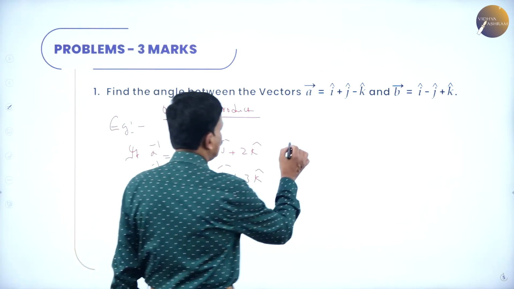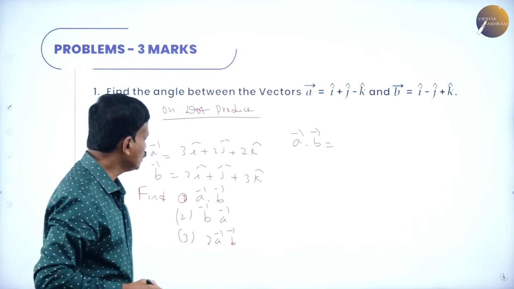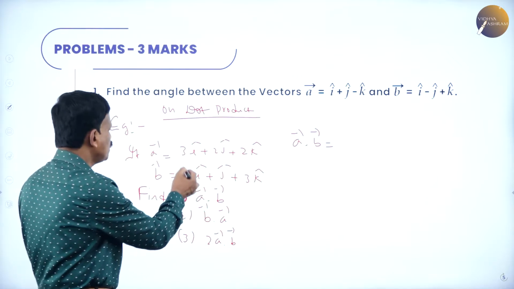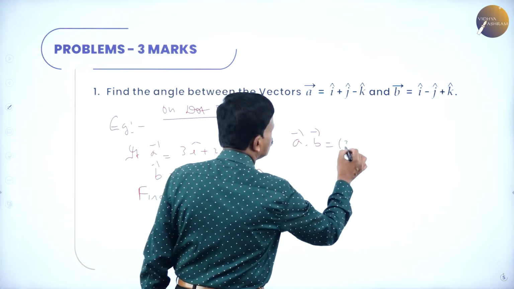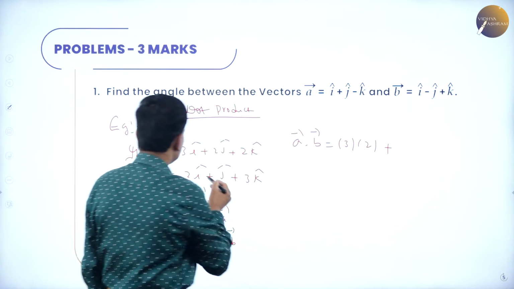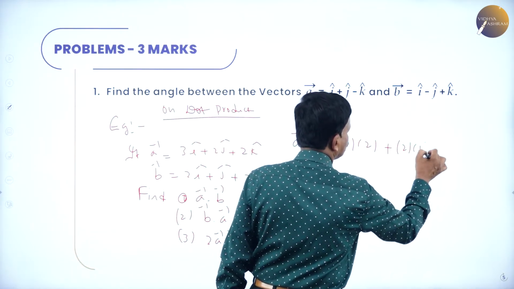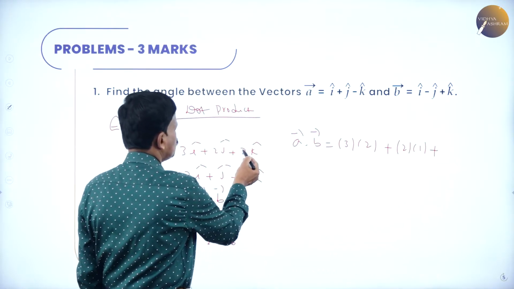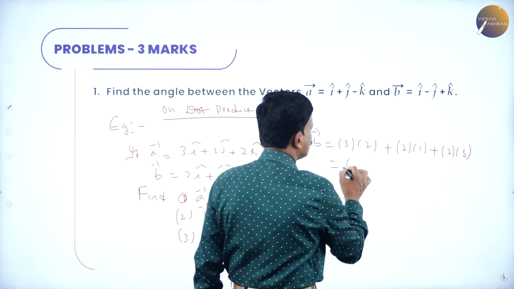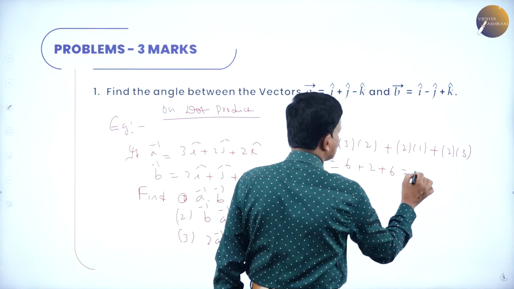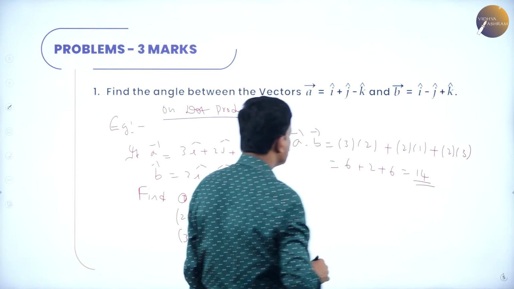Now the first one is a dot b. Let me take a dot b. A dot b is equal to the dot product of this a and b. The coefficients of i are 3 and 2, so 3 into 2, plus the coefficient of j is 2 and here is 1, so 2 into 1, plus the coefficient of k is 2 into 3. So this is 2 into 3. This is equal to 6 plus 2 plus 6. This is equal to 6 plus 6, 12, plus 2 is 14. A dot b is equal to 14.